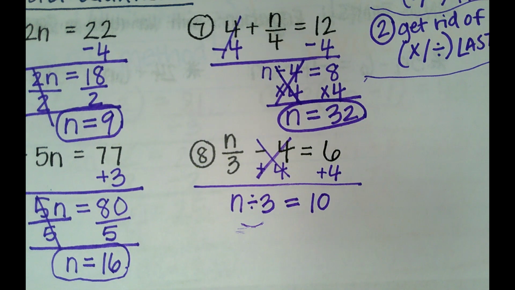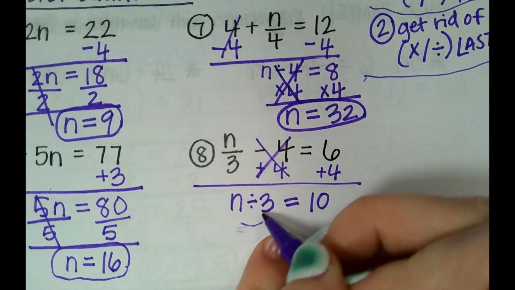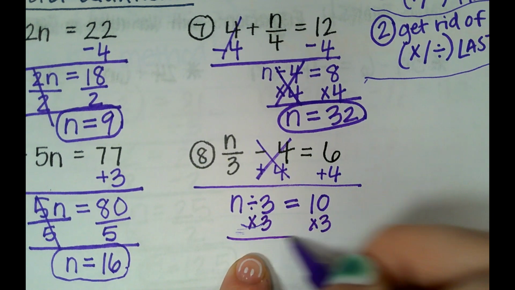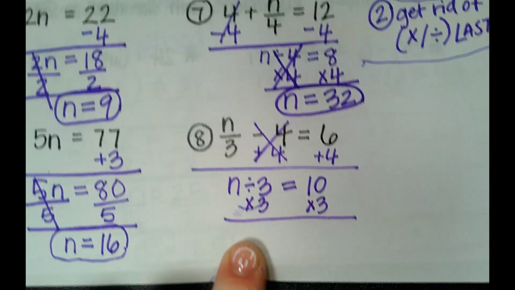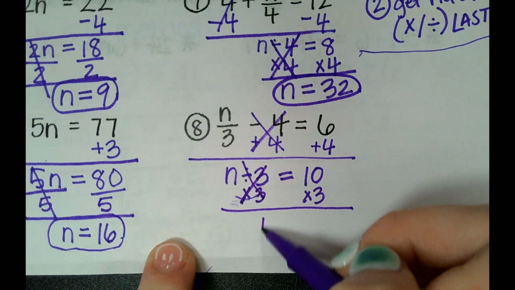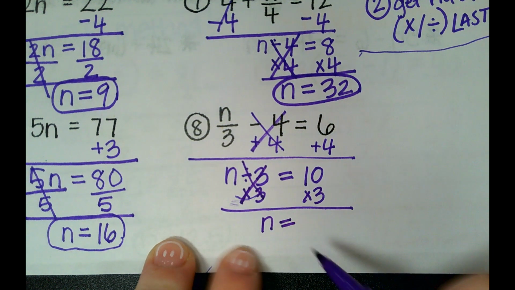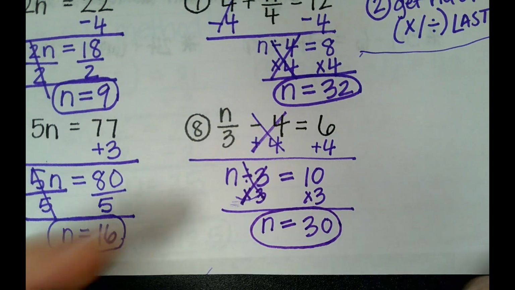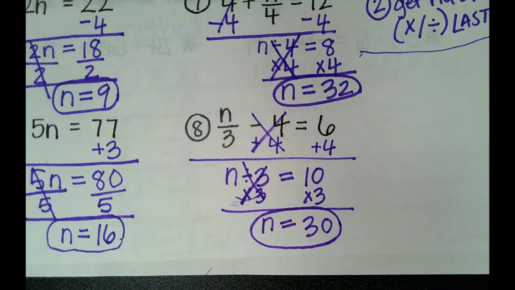Okay. Next, what would I do next? Times 3, because I want to get rid of divided by 3. Both sides. Yes. And then what? You cancel. My 3s cancel. Bring your n down. Equals 30. Good. Okay, that's the whole first page.